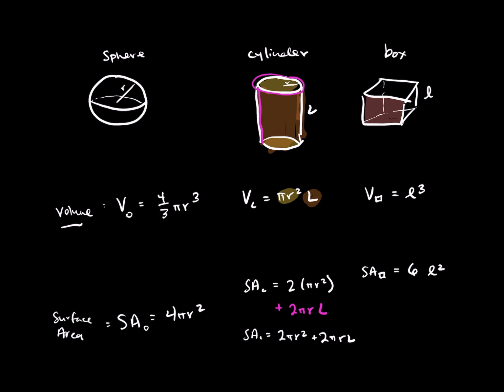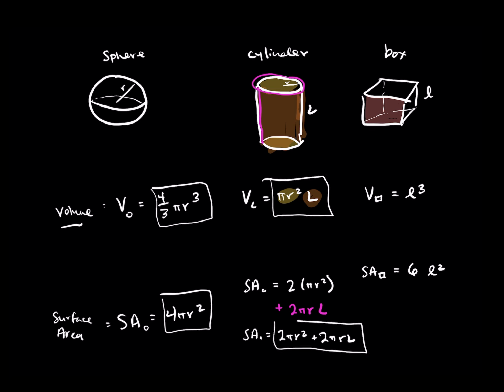So just generally, we have volume for a sphere and surface area for a sphere. Volume for a cylinder, surface area for a cylinder. Volume for a cube, surface area for a cube. But the key thing is being able to figure this out in your head and visualize what each thing is.